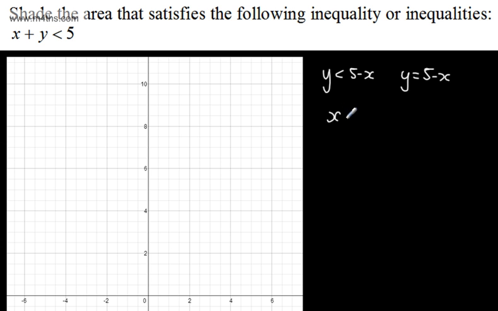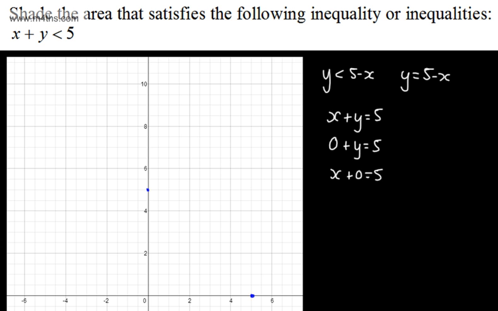So if I said x plus y is equal to 5, and we said that x was equal to 0, then y must be 5. If we set y to be equal to 0, we can see that x plus 0 would have to be equal to 5. And that just gives us the points here, which are going to be (5, 0) and (0, 5). So all I do is draw a straight line through.